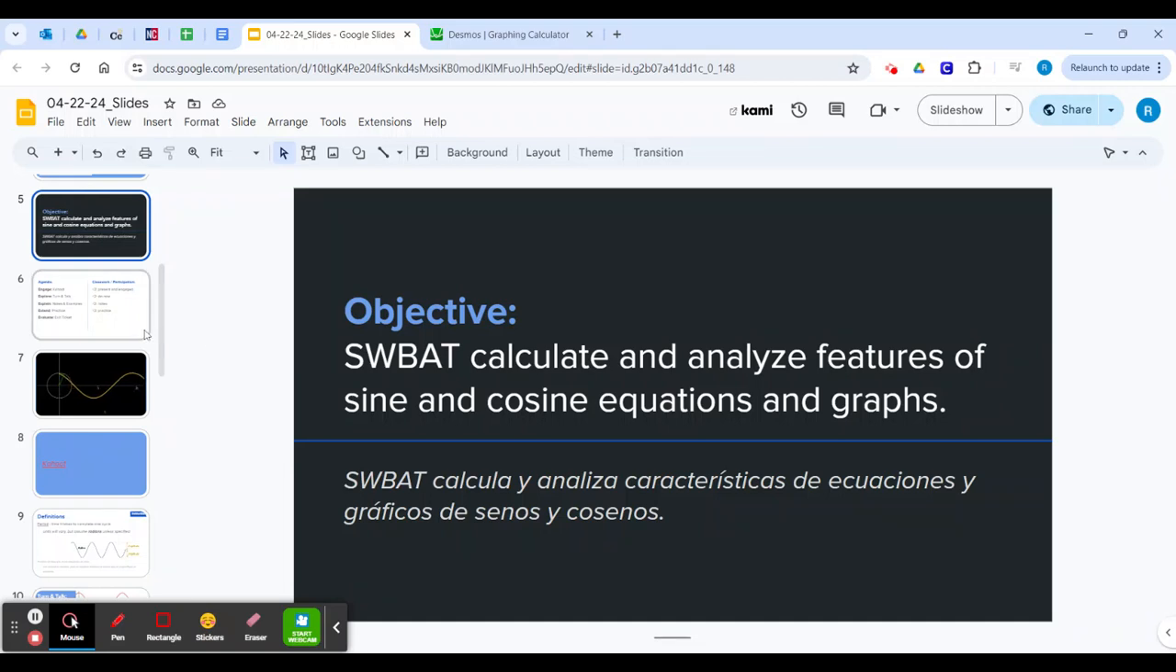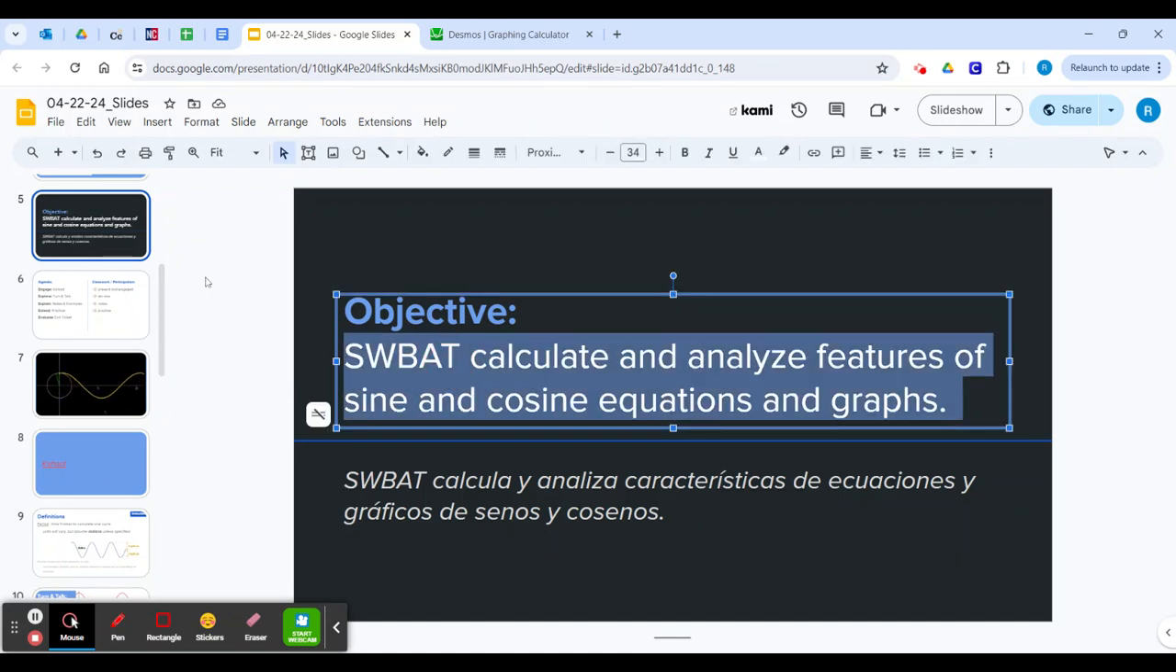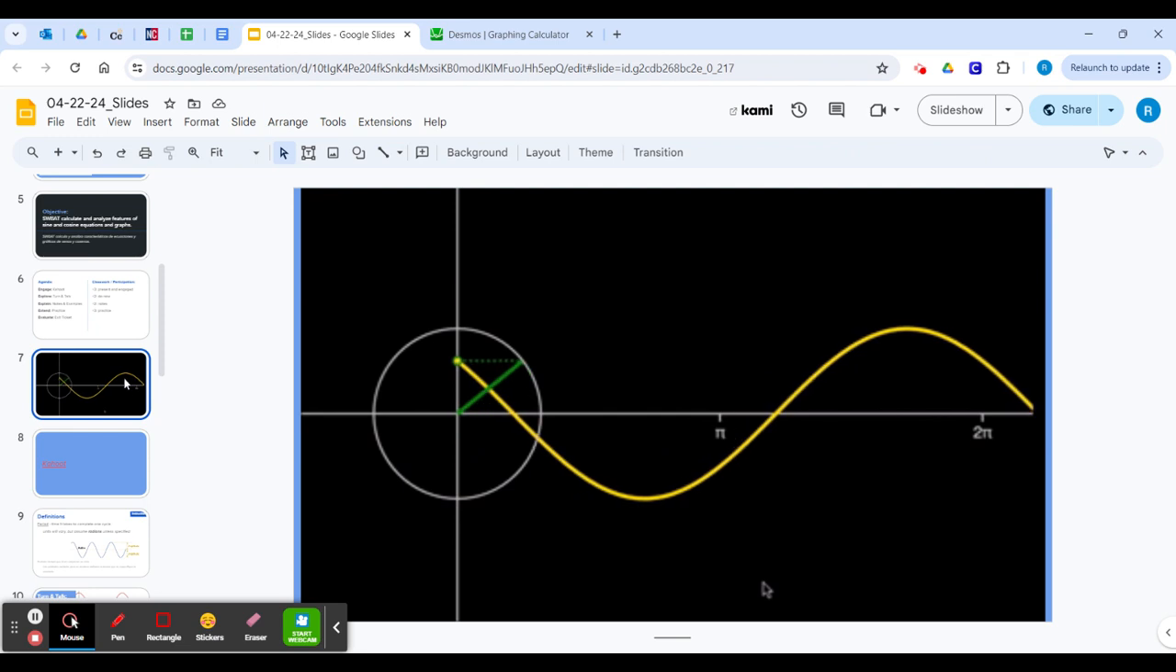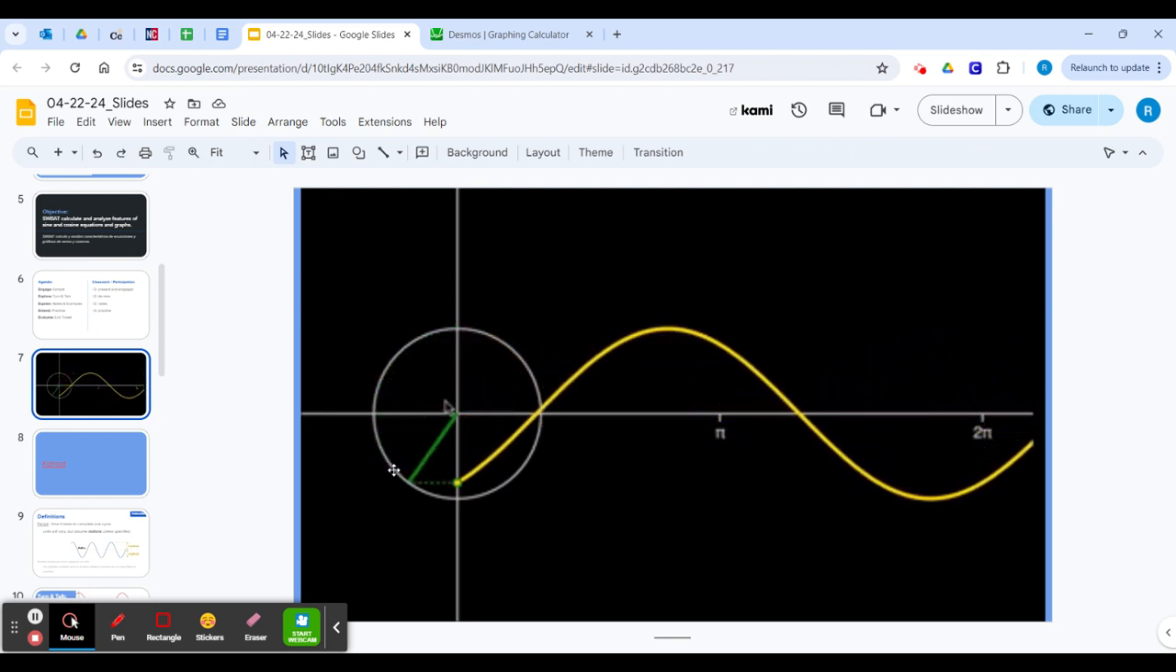All right, today is our second day dealing with sine and cosine graphs, and our objective is to calculate and analyze features. This is pretty broad, but the thing that we're going to hone in on today is period because we have not yet covered it. So first thing I want to do is just remind ourselves that, hey, this stems from the unit circle, right?